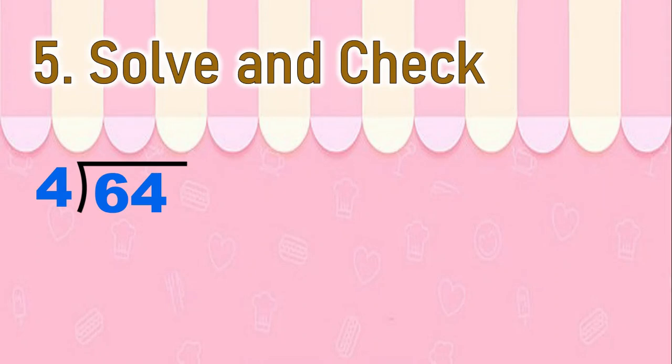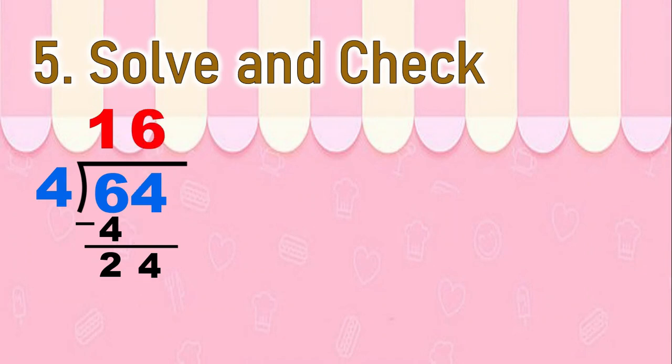So 64 divided by 4. In order to get this, you will use the bracket or the long division form. First we divide the tens place, which is 6, by 4. 6 divided by 4 is equal to 1. 1 times 4 is equal to 4. Then subtract: 6 minus 4 is equal to 2. And then the last one is bring down. Bring down 4. 24 divided by 4 is equal to 6.